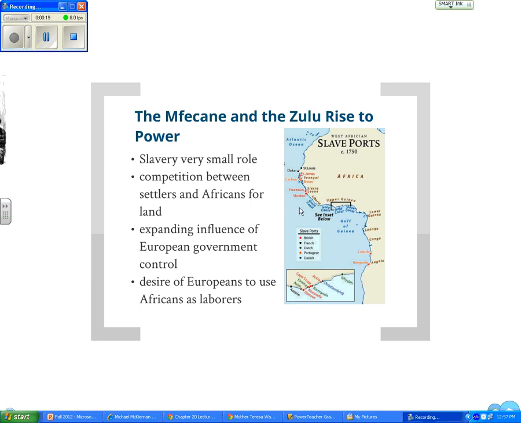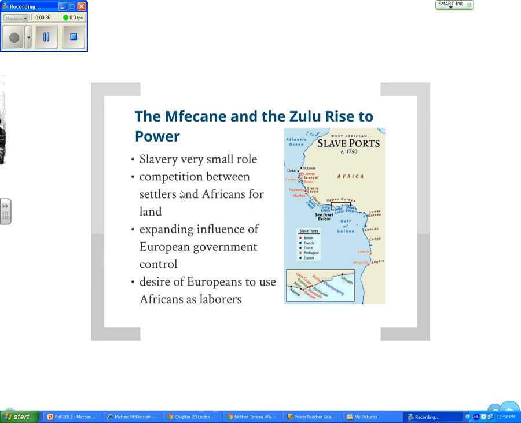You'll notice I've got this picture over here with slave ports. And notice they stop down here about Angola. They don't extend deeper into South Africa. So it's really a competition between settlers and Africans for land.